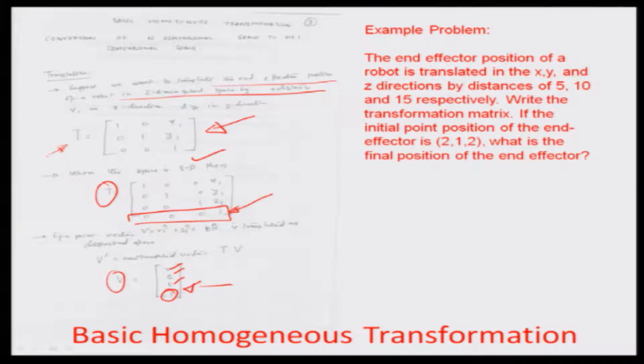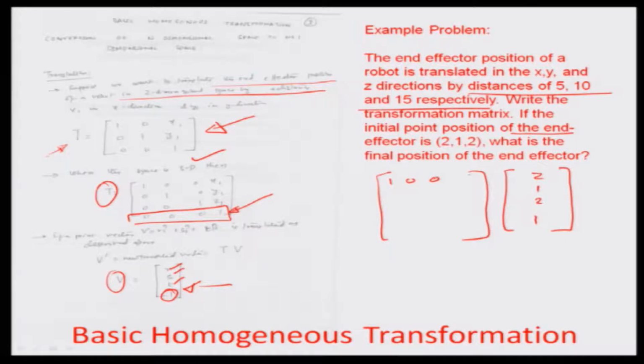In this particular case, for example, they are talking about distances 5, 10 and 15 respectively translated in the x, y and z directions by the end effector. So, we will have to write the transformation matrix if the initial position of the end effector is 2, 1, 2. Therefore, the transformation matrix can be written down as 2, 1, 2, 1 times the whole vector space here: 1, 0, 0, 5 (the distance of movement), 0, 1, 0, 10, 0, 0, 1, 15 and the dummy row 0, 0, 0, 1. Okay, so that becomes the location of the end effector.